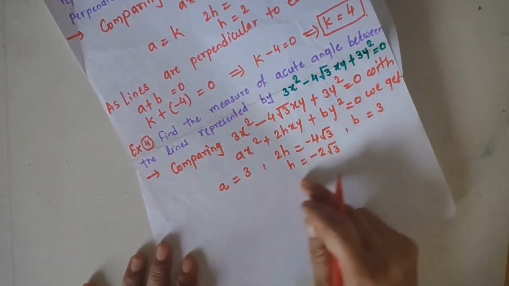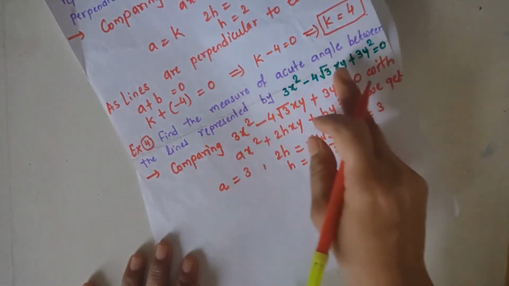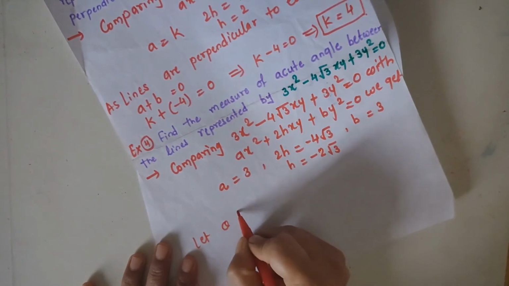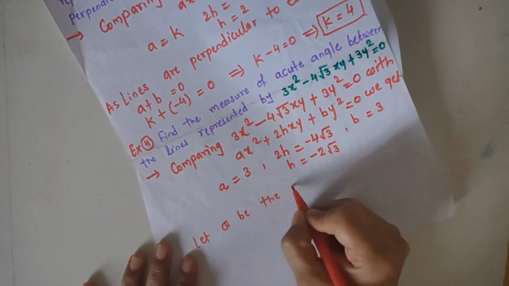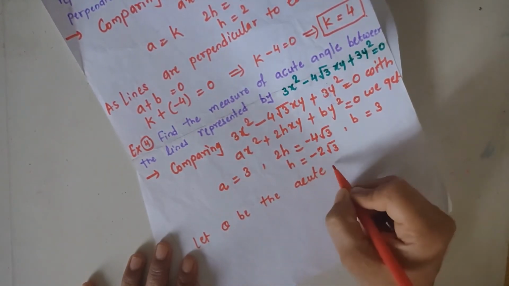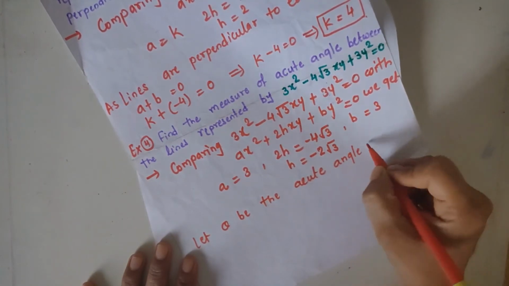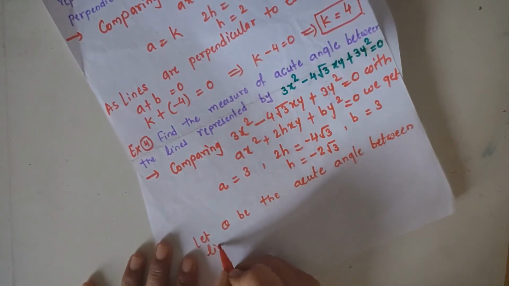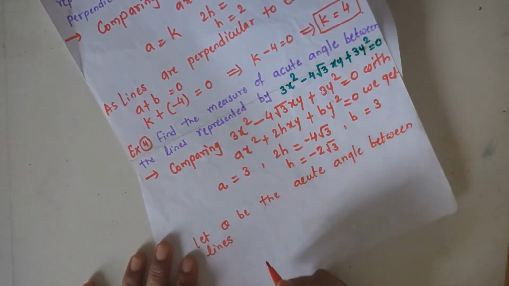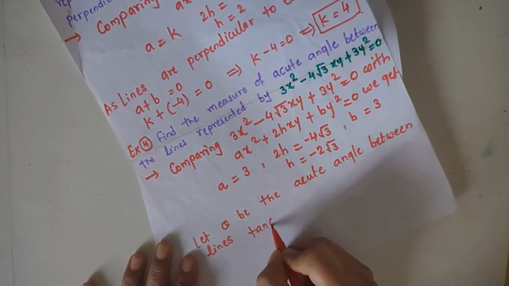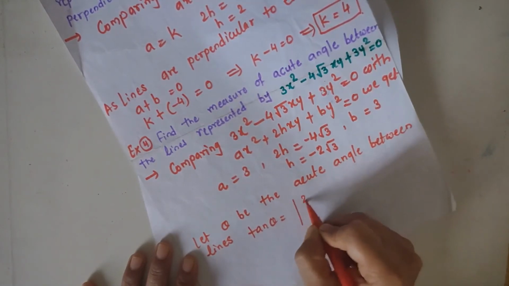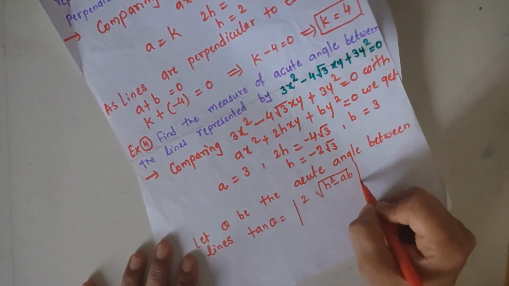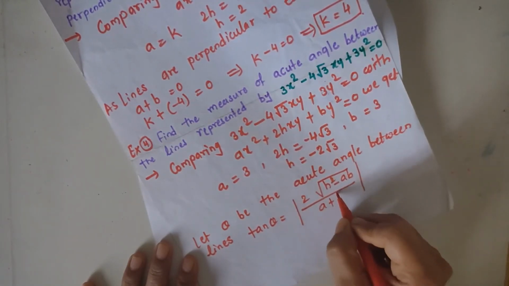Here first we consider the measure of acute angle theta. So let theta be the acute angle between the lines. So we know the formula tan theta is equal to mod of 2 into under root of h square minus ab upon a plus b.